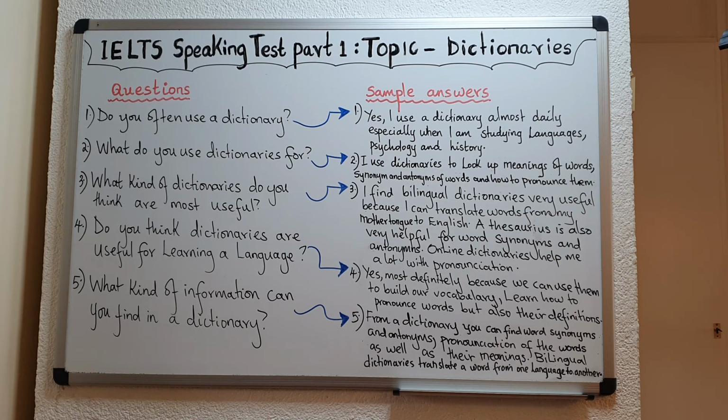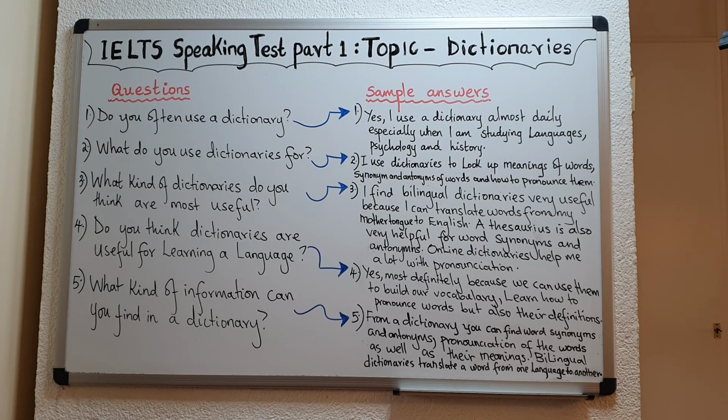Now, again there I have used a complex and a compound sentence. The first one is a complex sentence. From a dictionary, you can find word synonyms and antonyms, pronunciation of the words, as well as their meanings. And in bilingual dictionaries, you can translate a word from one language to another.